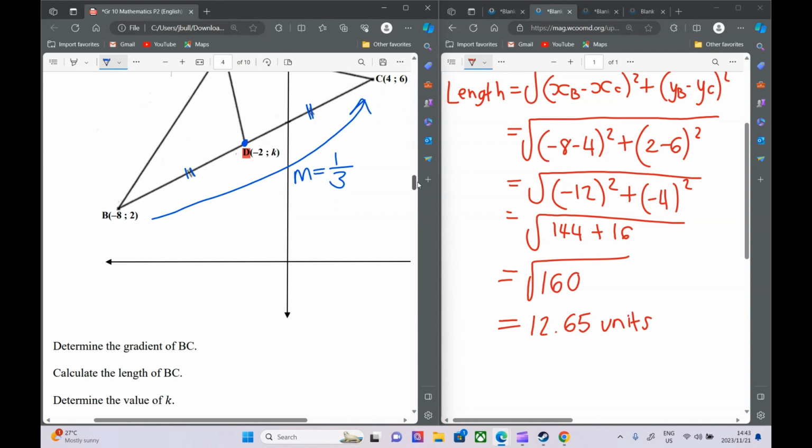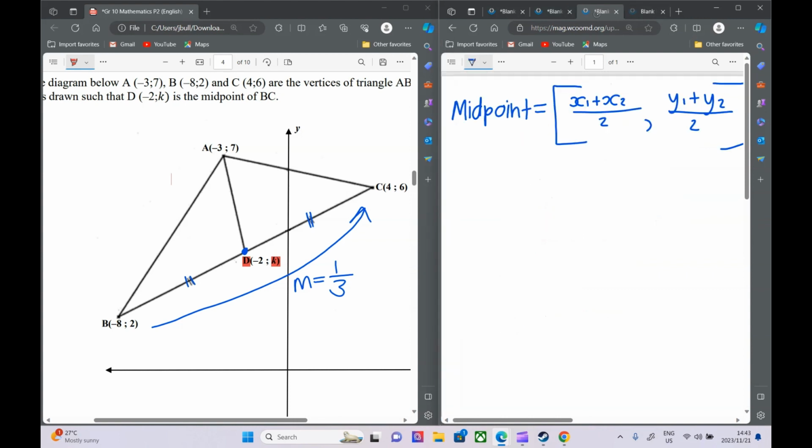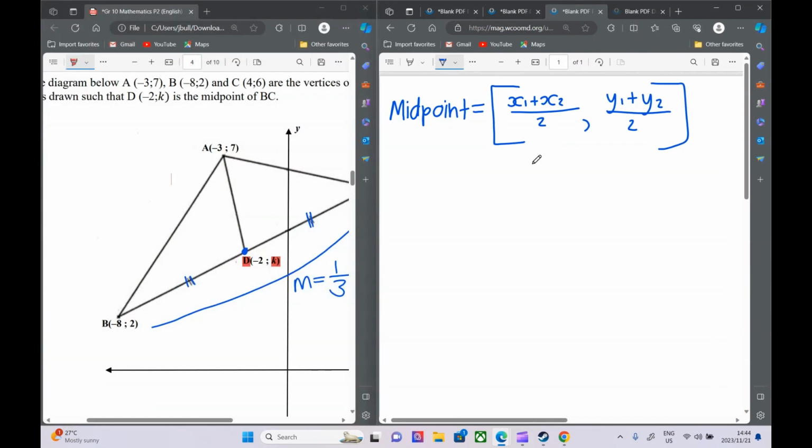If we want to determine the value of k, k is one of the terms in the midpoint. So we're going to need to use the midpoint theorem for this one. The midpoint theorem, again, we have to know this formula. How we work it out is we need 2 points. And again, it's these same points, b and c all the time. So we need 2 points and we can find the middle of these 2 points.